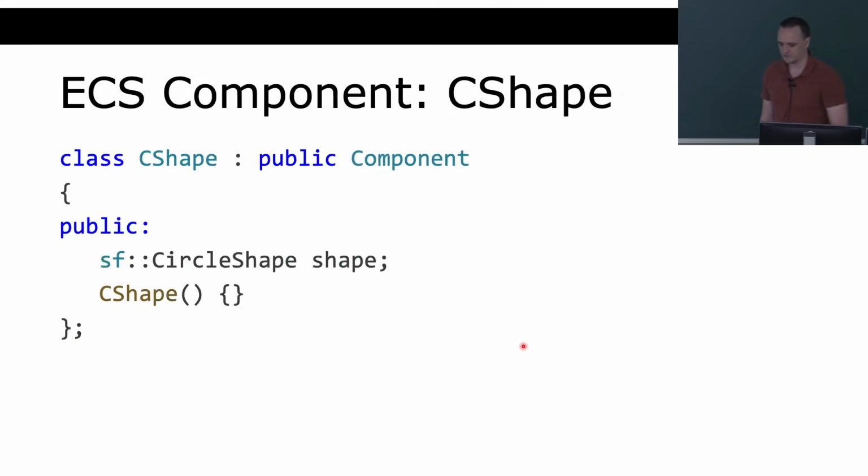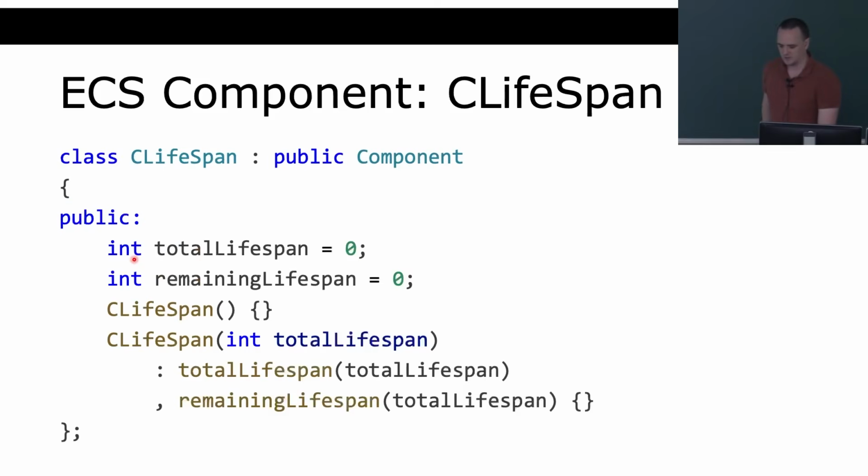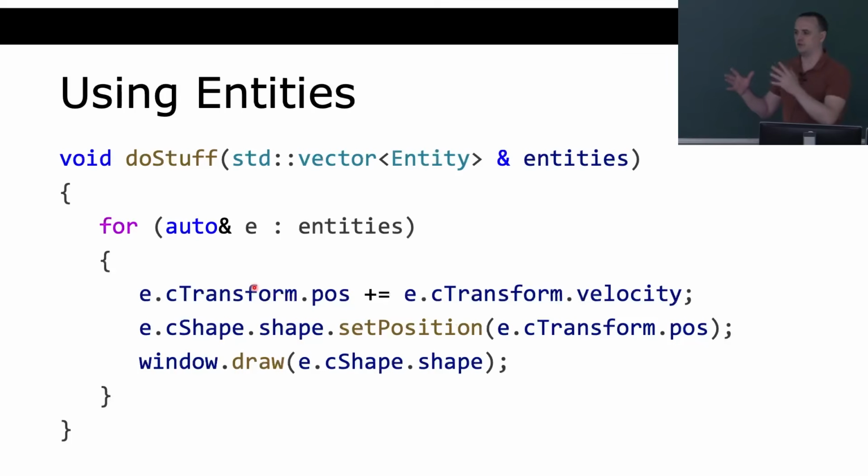Similarly, we may have a shape. So this would store an actual SFML shape in the shape component. A lifespan might have a total lifespan, a remaining lifespan, whatever, however you want to store that. And then how do we use it? So this might be a system in our game now. So do stuff. We may pass in a vector of entities that we want to be affected inside this function. So for every entity in the vector of entities, do something with it.